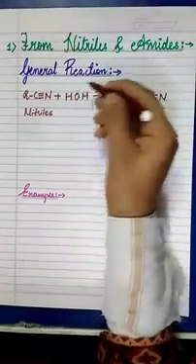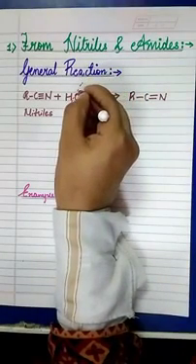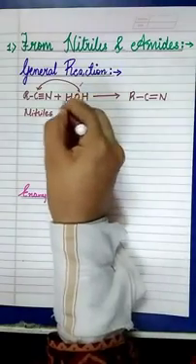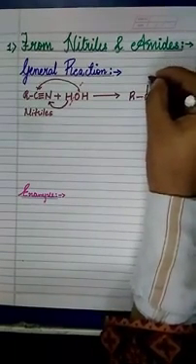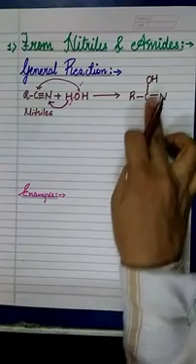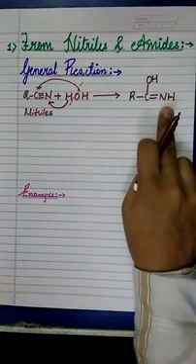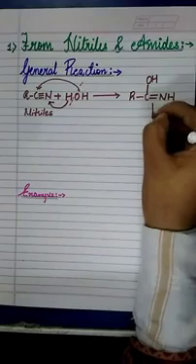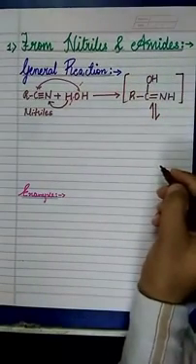Now this H2O will break into H and OH. OH will move towards carbon and H will move towards nitrogen, and we are getting an intermediate compound, R C OH double bond NH. This is your imide compound. Now let us do a rearrangement reaction, which will be a reversible reaction. We are writing this intermediate compound in a bracket form.